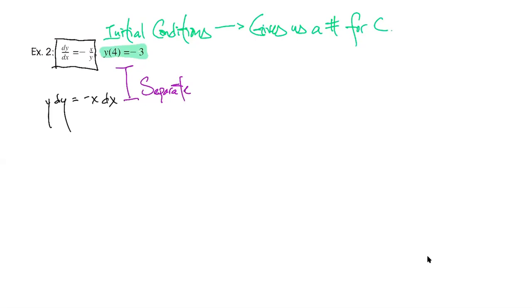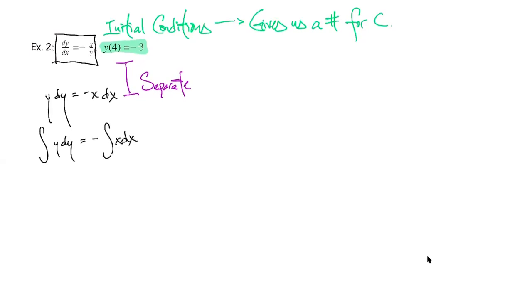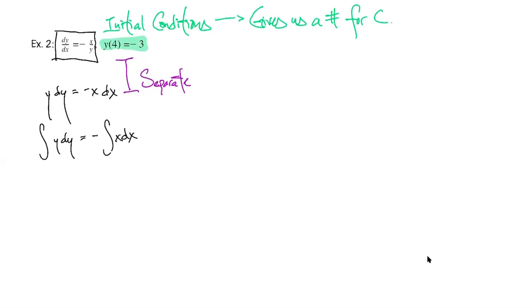Now we're going to integrate. So I'm going to integrate y dy, and I'm going to integrate x dx with the negative sign in the front, okay? And this is going to give me y squared over 2 equals negative x squared over 2 plus c. So separate, integrate. No weird algebra things happening here with exponents, okay? So very straightforward, just the power rule.